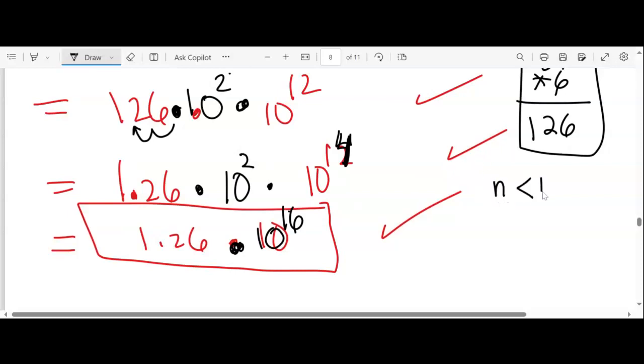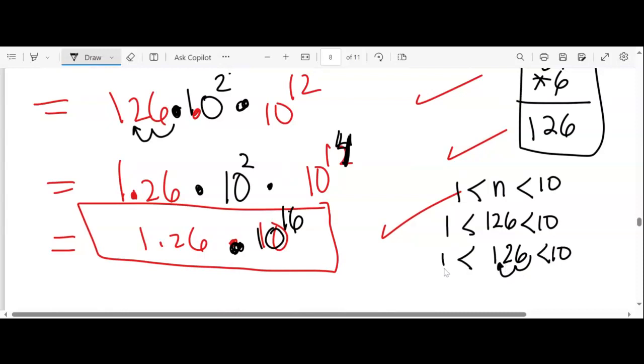Because it has to be between what and what? Is 126 between this number and this number? So we have to make it, huh? So I have to move the decimal place. How many? 2. So now it's between 1 and 10.